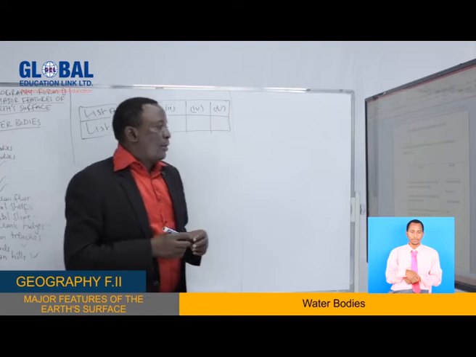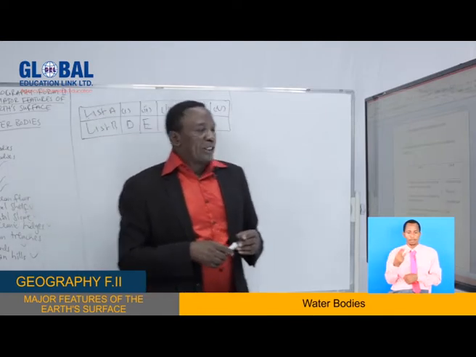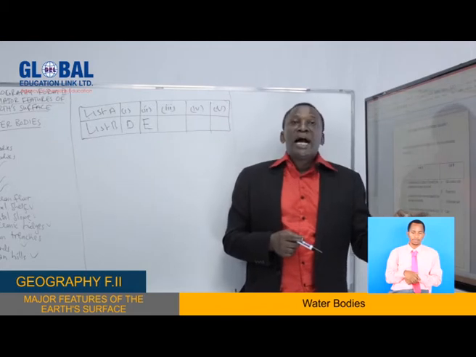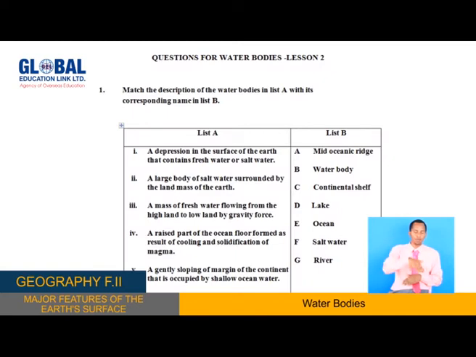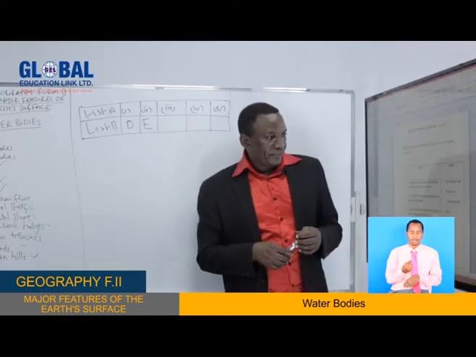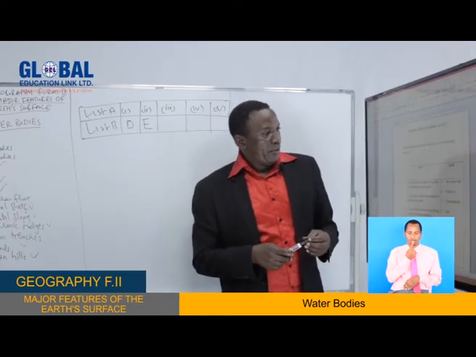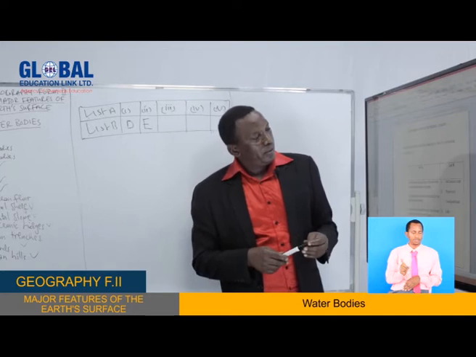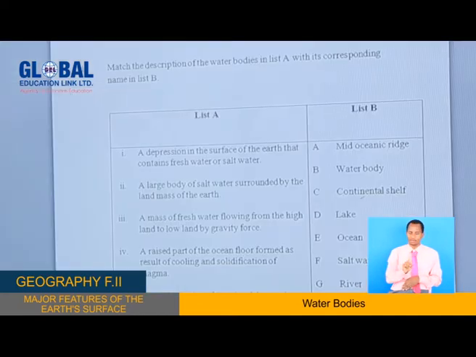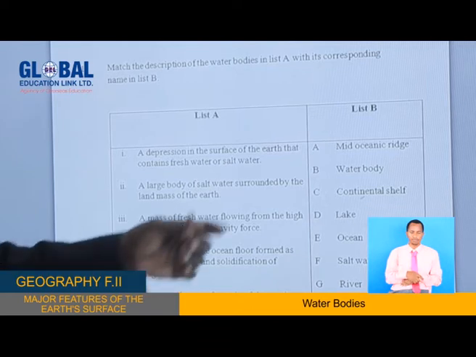Roman 3. A mass of fresh water flowing from a highland to the lowland by gravity force. Letter A. Mid-Oceanic Ridge? No, because the statement states a mass of fresh water. Water body? No, because a water body is an area on the surface of the earth that contains water. So it's not an answer.